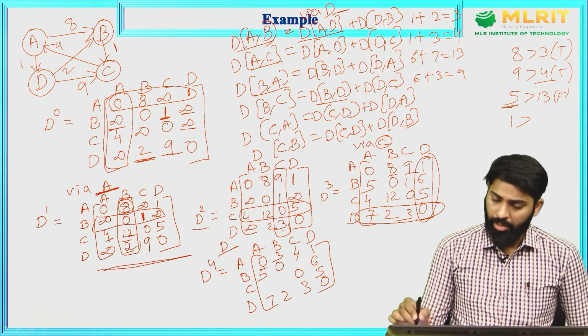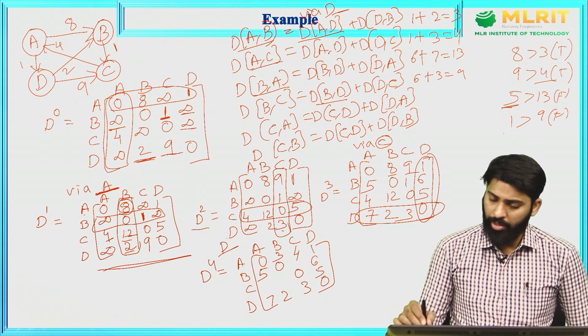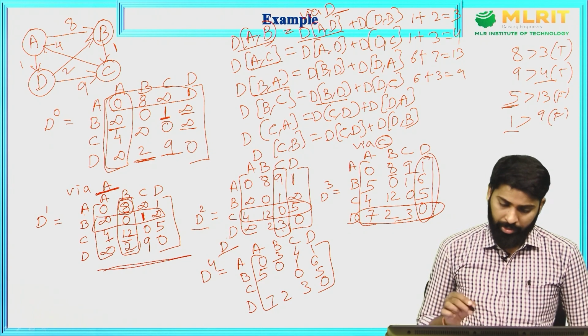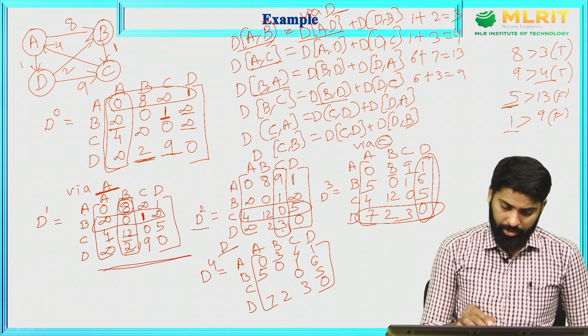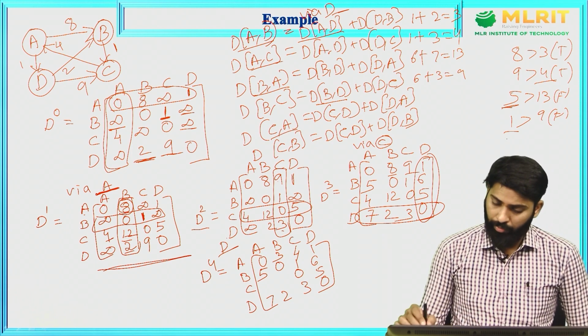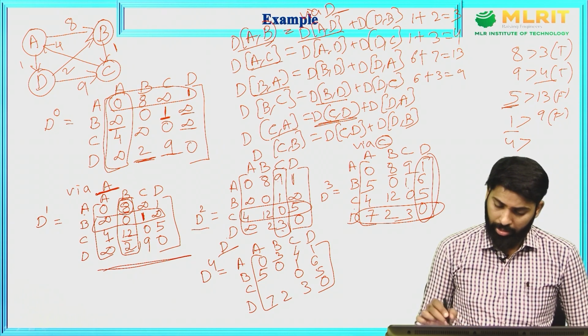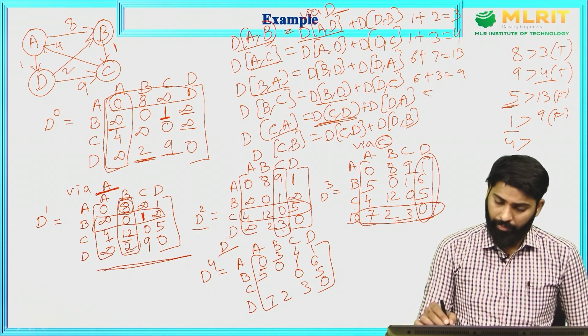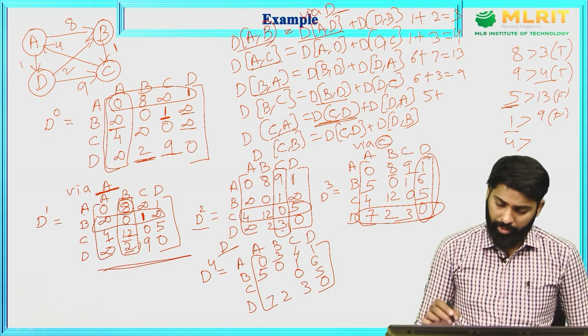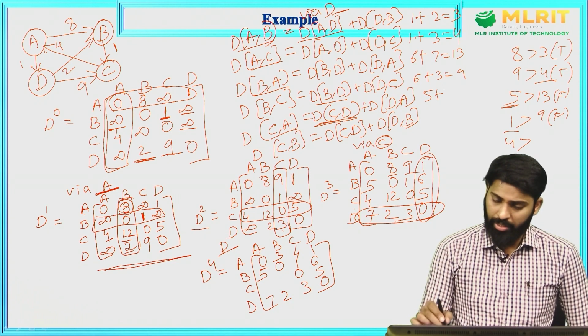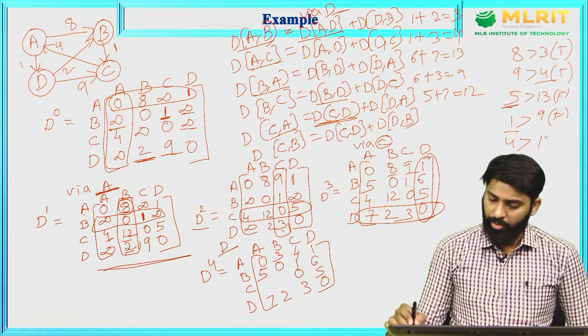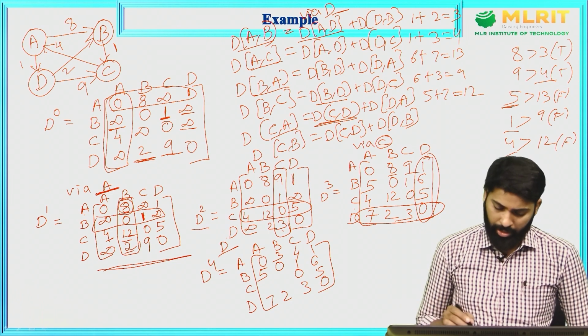9. 1 greater than 9, false, so I consider 1. Next, distance of C to A, what is the actual value? 4. So distance of C to D is 5. So distance of D to A is 7, 12. So 4 greater than 12, false, so I consider 4.